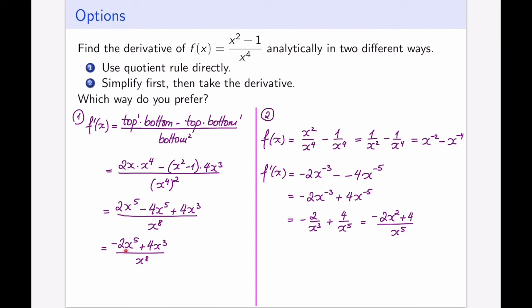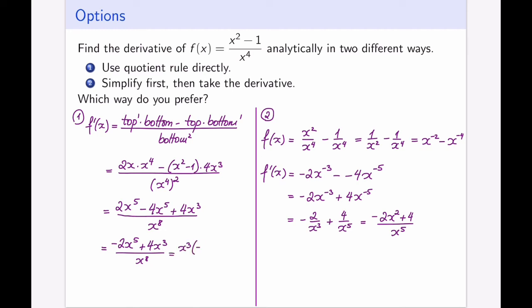I notice that I can factor out some x's from the top. Don't go ahead and start canceling pieces at a time. You can only cancel things if they're factors of top and bottom. So the largest factor I can take out from the top here is x cubed.